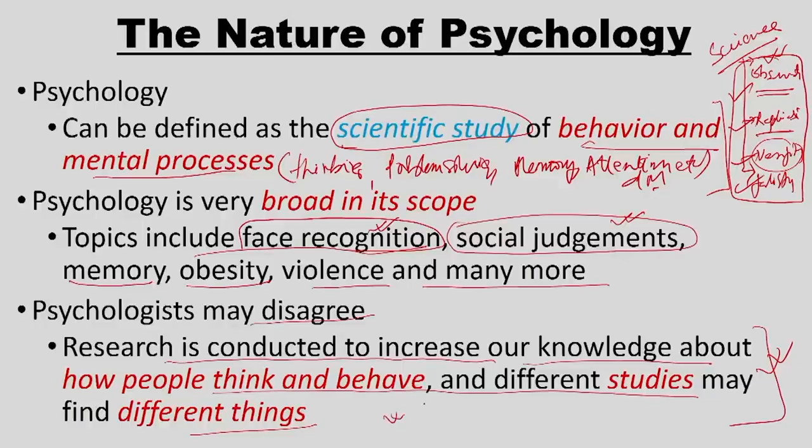The nature of psychology is scientific because we can not only observe, replicate and verify, we can also falsify. So, this is the idea about falsify. Different experiments are done to look at how people behave, and sometimes they add on to it and sometimes they negate, and that increases the knowledge of why somebody does something.